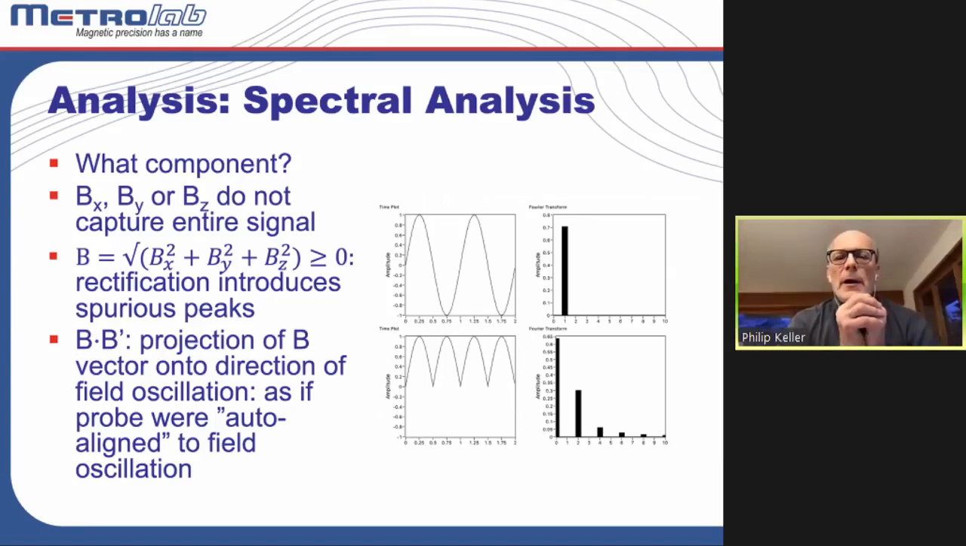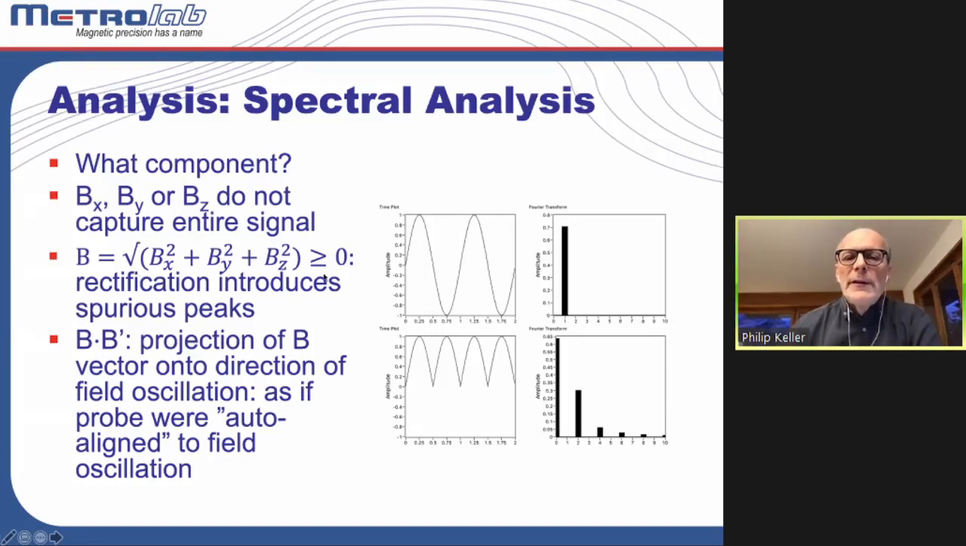That's clear. But a Fourier transform of what? If you take a Fourier transform of bx or by or bz, you're not getting the full story. On the other hand, if you take the Fourier transform of the vector magnitude B, you're making a big mistake. And that is illustrated in the diagram on the right here. What I'm showing here is a very pure sine wave, whose Fourier transform comes out to a single peak at the frequency, which I've chosen to be 1.